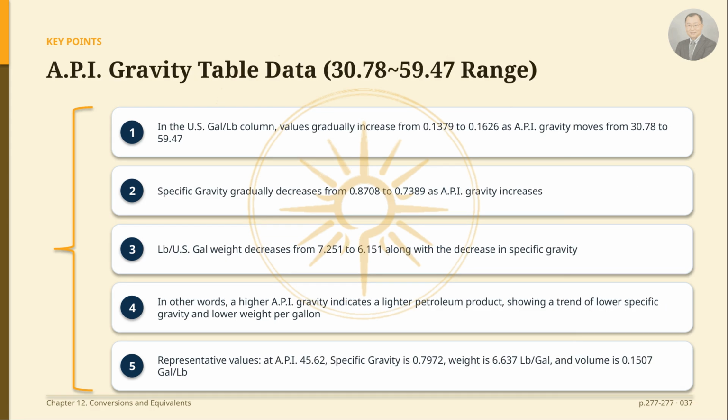This table contains data for the API gravity range from 30.78 to 59.47, showing the characteristics of light petroleum where specific gravity and weight decrease as API gravity increases. For example, at an API gravity of 45.62, the specific gravity is 0.7972, and the weight per gallon is 6.637 pounds. Please refer to the remaining detailed values directly as needed for design or calculation. We recommend using this by observing how specific gravity, volume, and weight are linked and change based on the API gravity value.